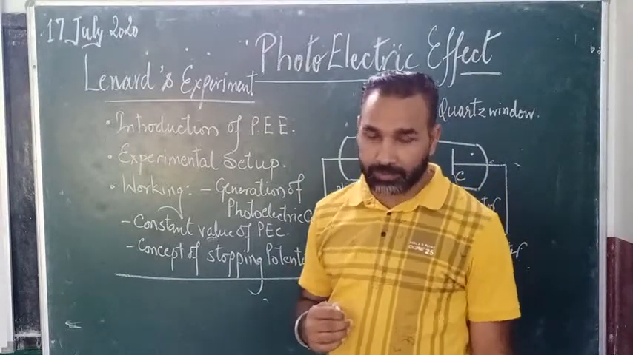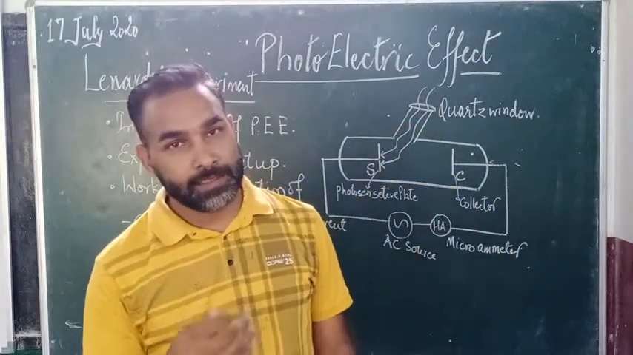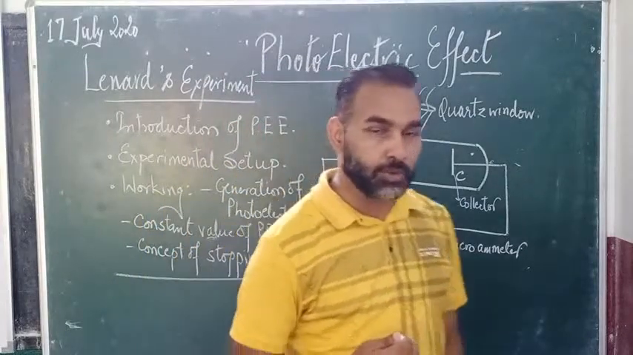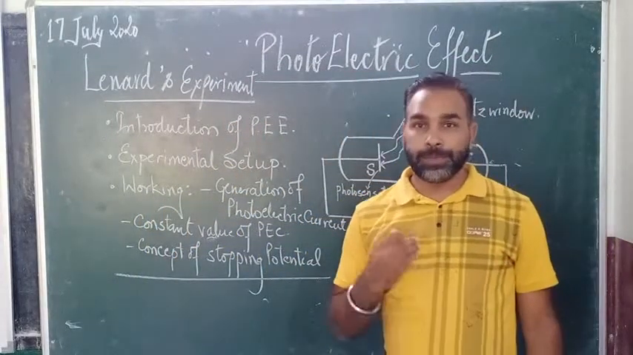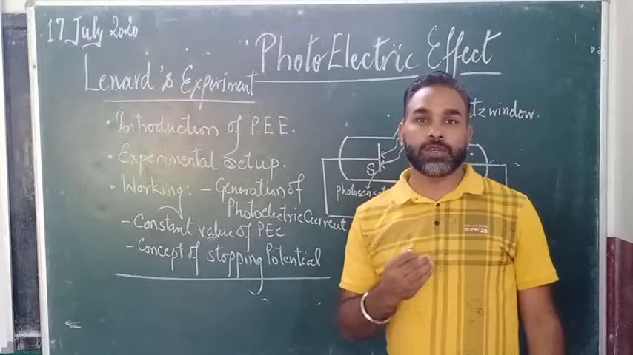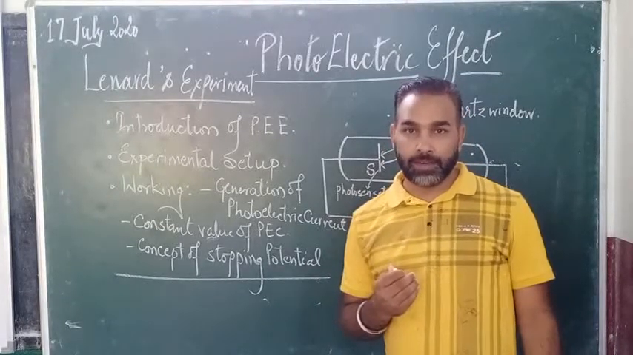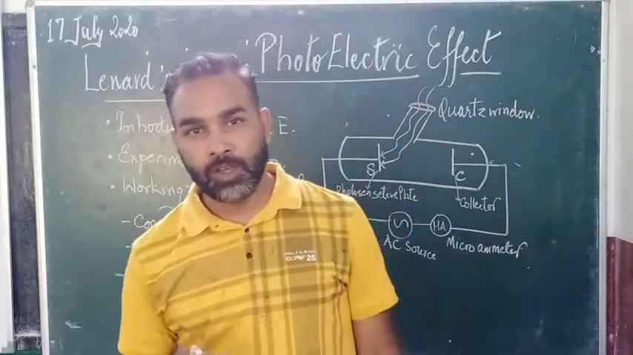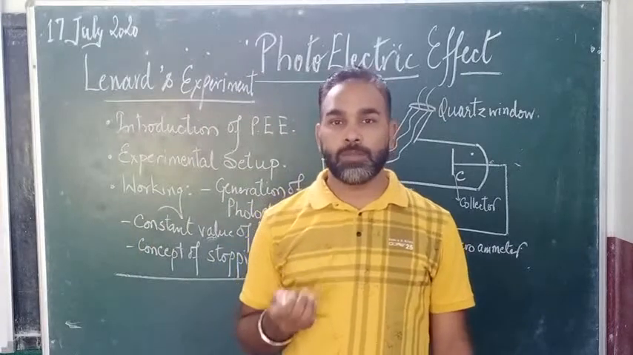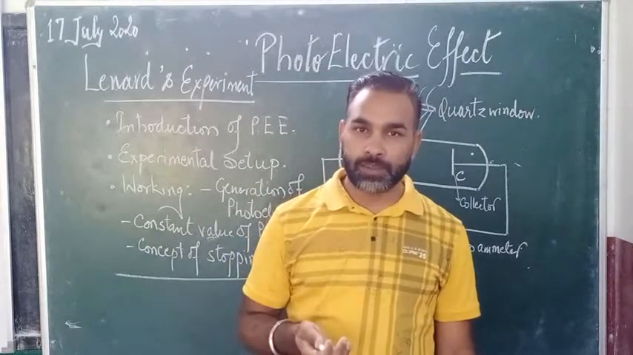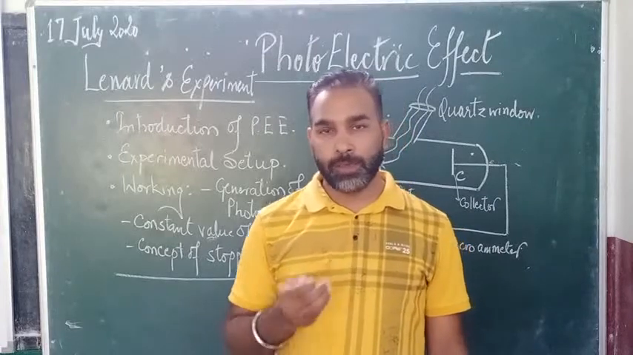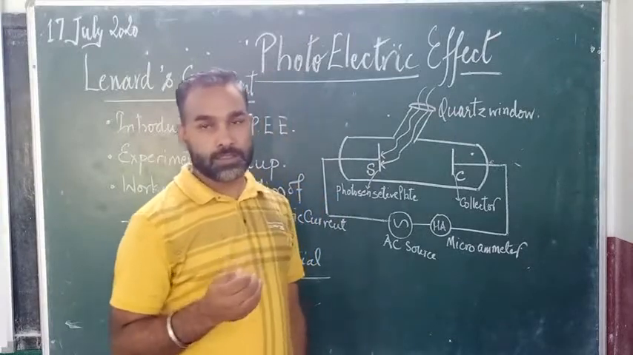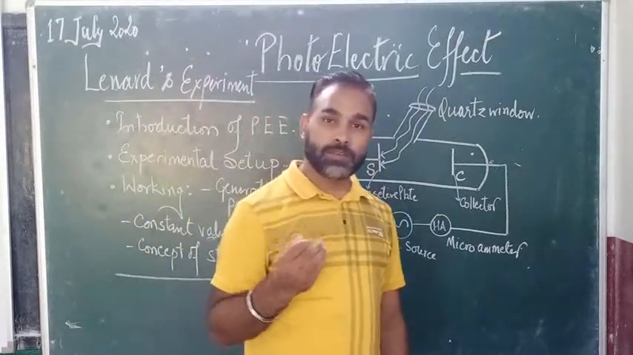Before beginning this particular topic, let's recap what we did in the previous video. In the previous video we discussed the basic concept of electron emission from a metal surface, right? We discussed how many types of electron emission are possible. We talked about work function, the energy required to emit an electron from the metal surface. That is known as work function, right?